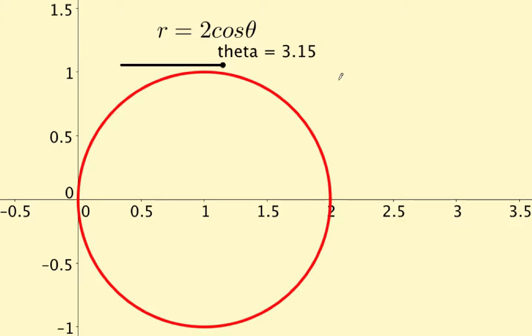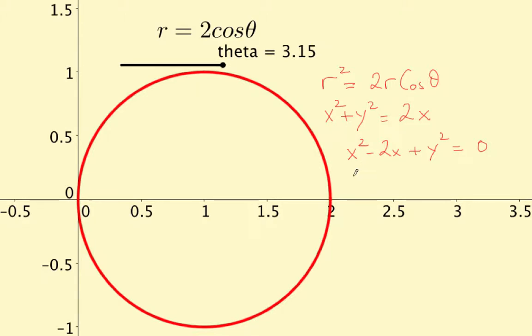Actually, it's quite easy to see why it is a circle. If we take r equals 2 cosine theta and multiply with r on both sides, we get r squared is 2r cosine theta. But r squared is x squared plus y squared, and this is equal to 2 times r cosine theta, but r cosine theta is x. So we have x squared minus 2x plus y squared equals 0.